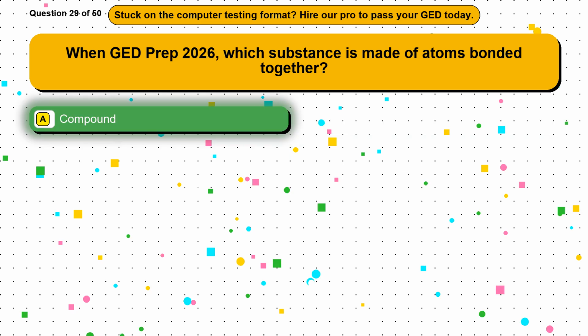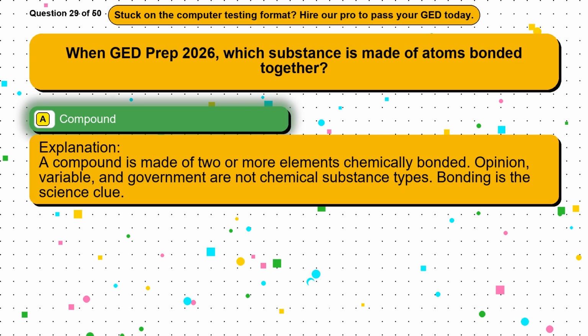The correct answer is option A. Compound. A compound is made of 2 or more elements chemically bonded. Opinion, variable, and government are not chemical substance types. Bonding is the science clue.